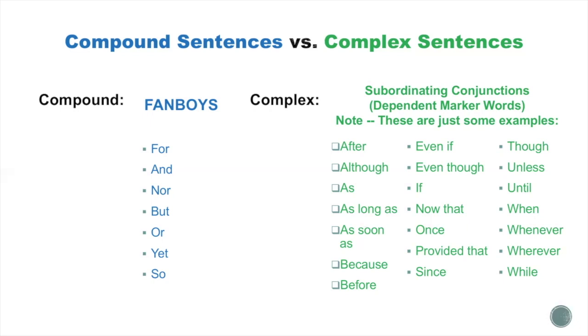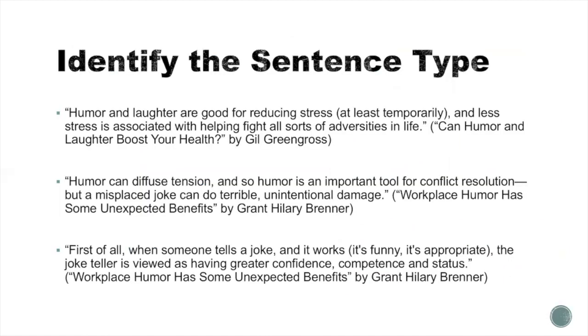And so we're going to look at some example quotes and try to see if we see these words in the quotes. So here's the first quote. Humor and laughter are good for reducing stress, at least temporarily, and less stress is associated with fighting all sorts of adversities in life. And so we want to identify the sentence type because this will help us in paraphrasing this sentence.